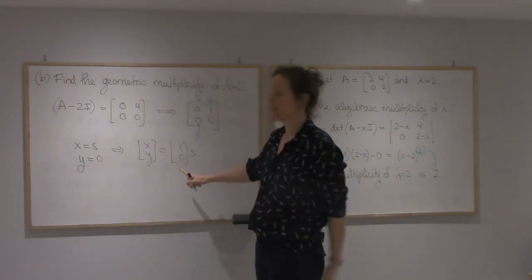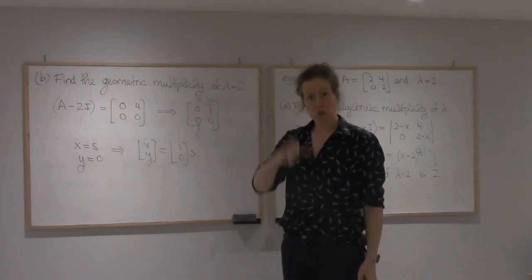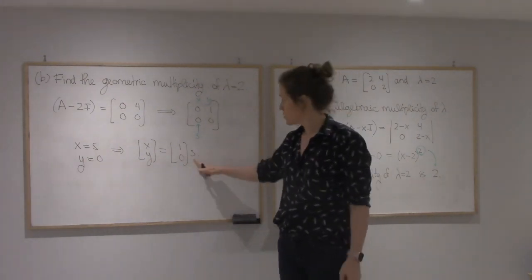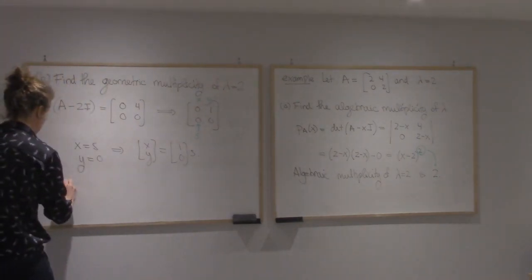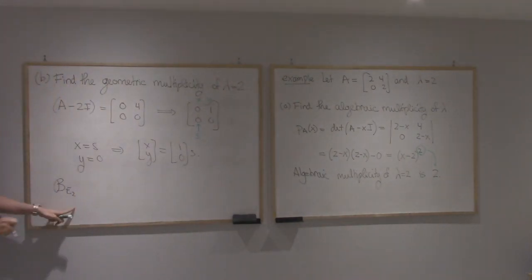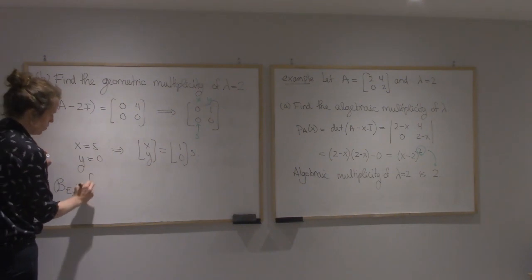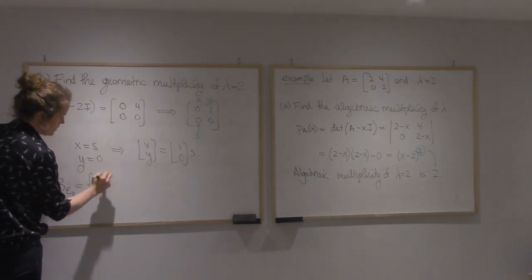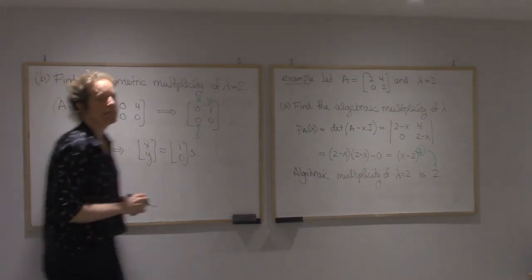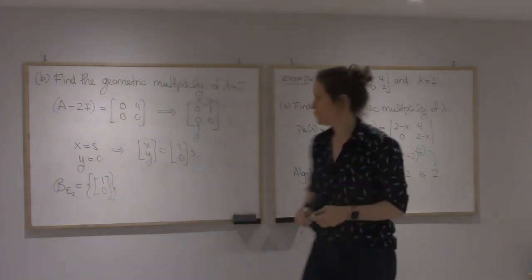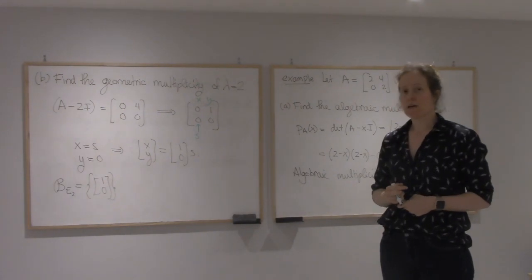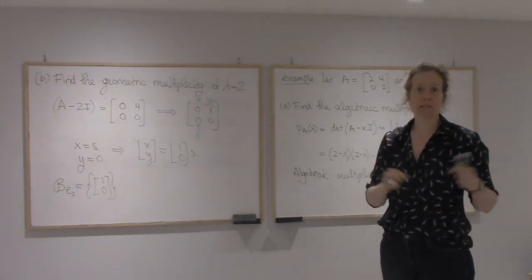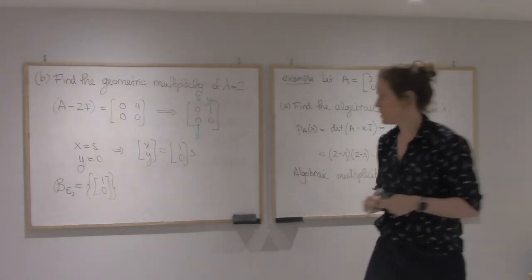And so my basis would be every vector that's multiplied by a parameter. So the basis for the eigenspace corresponding to 2 would just be (1, 0). And so the dimension of that eigenspace would be 1, and that's the geometric multiplicity.